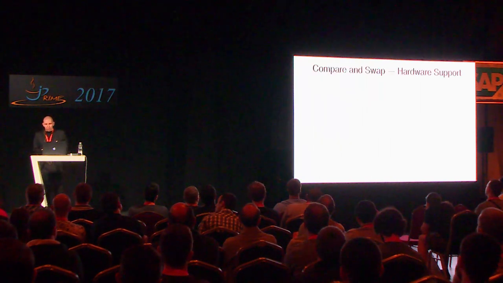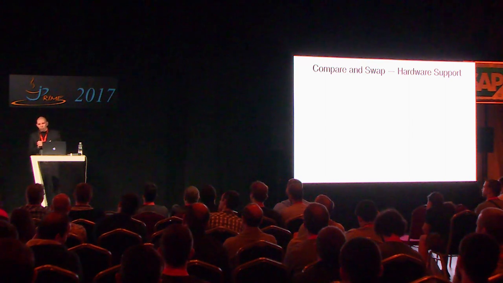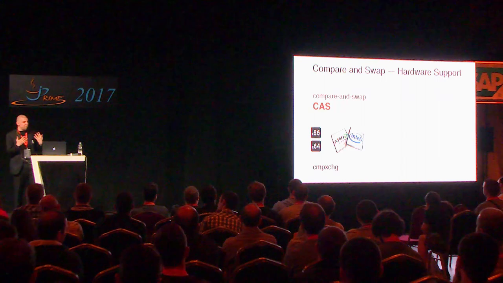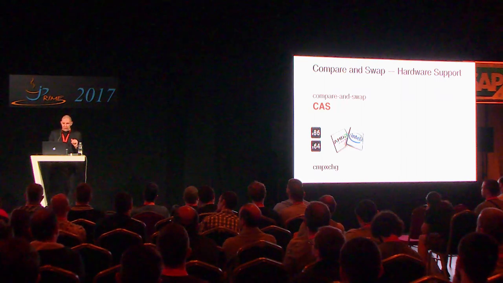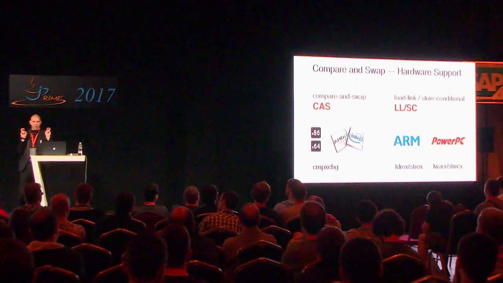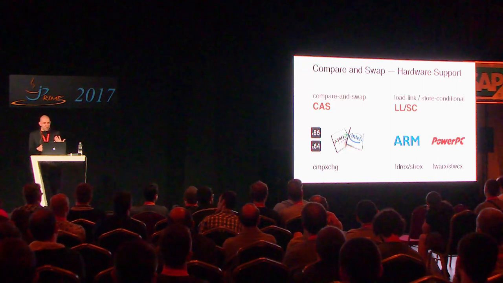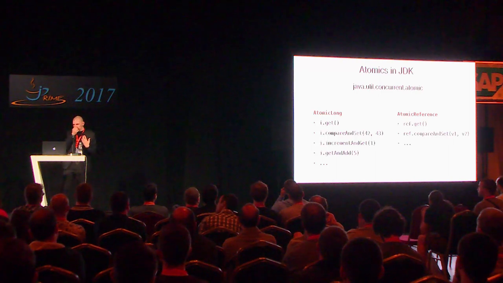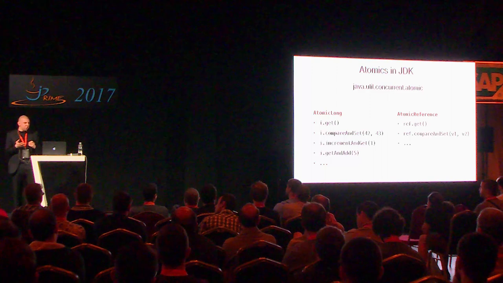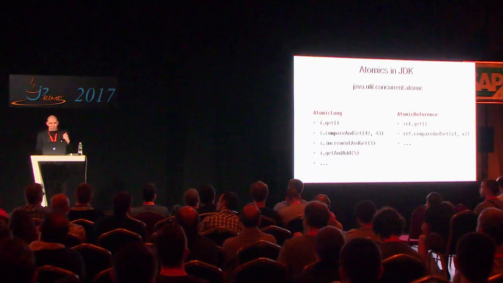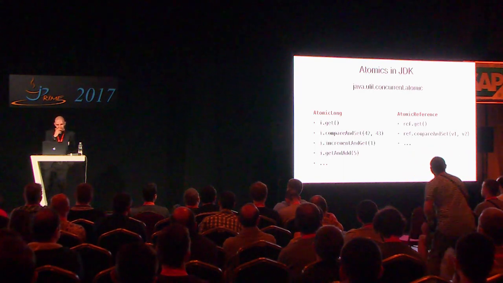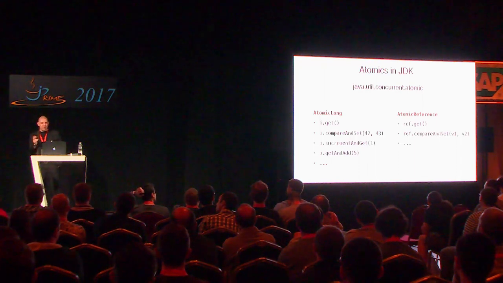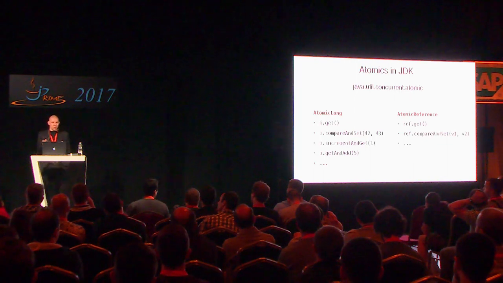That's great. But the reality is that this operation has hardware support. For example, modern Intel and AMD architectures have the compare exchange instruction, and ARM and PowerPC have a pair of operations, load linked and store conditional, that provide similar semantics. And we have a compare exchange based implementation in the JDK. The java.util.concurrent.atomic package contains a lot of classes based on these primitives. We are mostly interested in two of them in this talk. First is AtomicLong. It's like long, but with compare and set operations. And the second one is AtomicReference, which provides similar semantics for references, not integers or longs.